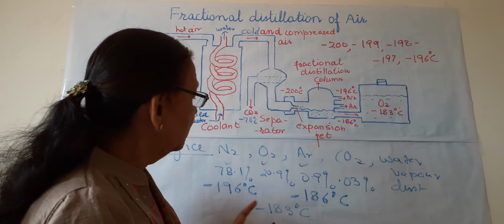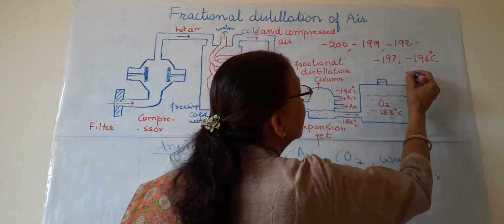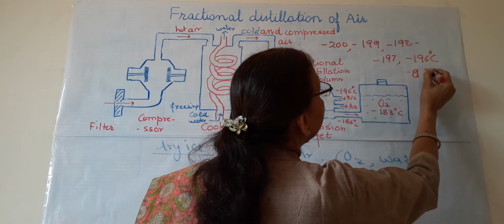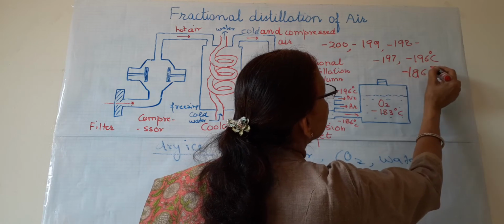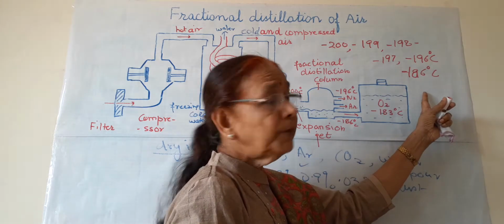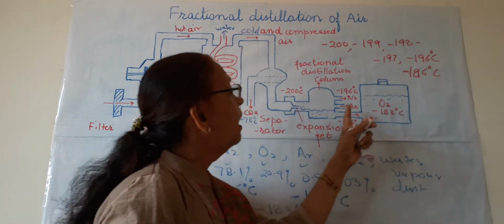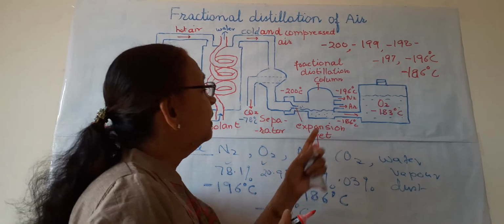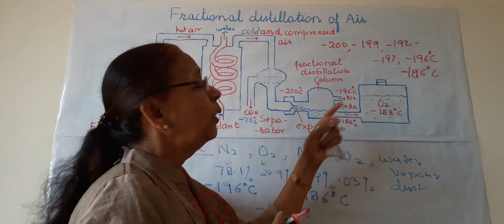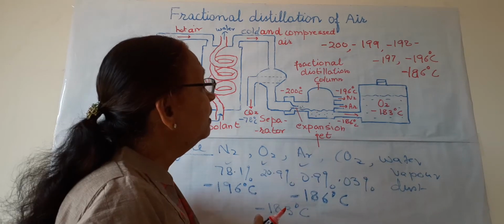Next in turn is argon, the inert gas. From minus 196, now the temperature is minus 186 degrees C. That is 10 degrees more. So when the temperature is 186 degrees C, argon converts into gaseous state, and we can have this argon from the other outlet which is below nitrogen, and this is also collected and used for different purposes.